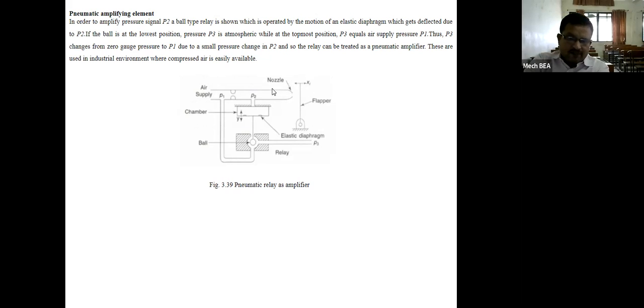Now if we adjust the flapper's distance from the end of the nozzle towards right or towards left, what will happen? If it goes towards left, there will be resistance to the flow of air outside the nozzle mouth. Therefore, back pressure is getting created. When back pressure is created, this ball will come in the downward direction. When this ball is at the lowest position, pressure P3 is the atmospheric pressure, while at the topmost position pressure P3 equals the supply pressure P1. Thus P3 changes from zero gauge pressure to P1 due to a small pressure change in P2. Therefore, this is a pneumatic amplifying element.